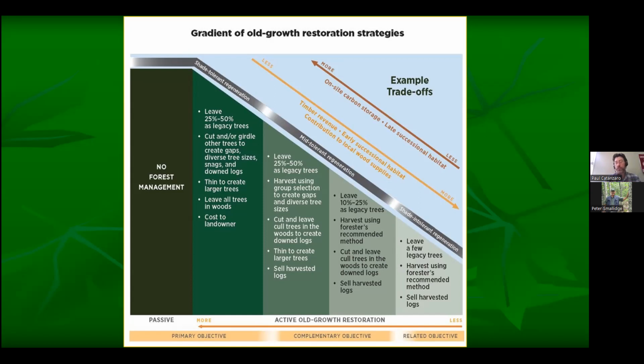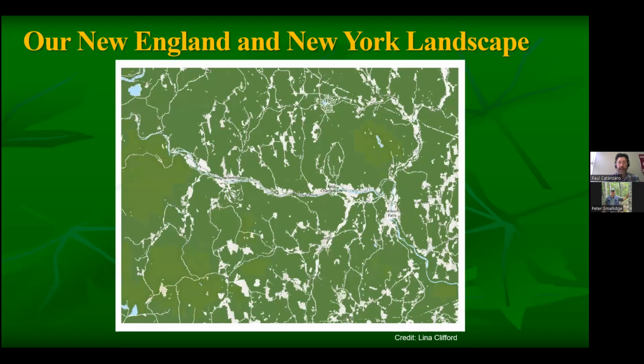Much of the work on restoring old growth has been focused on structural attributes, and I've spent most of my time talking about structural attributes, but we have to make sure we're meeting our species regeneration goals as well. Further right on the scale, it's more timber revenue, more early successional habitat, more contribution to the local wood economy, and further left you go, you've got more on-site carbon, more late successional habitat. So how do you balance that with your landowner's goals and what the site will give you? So let's talk about that.